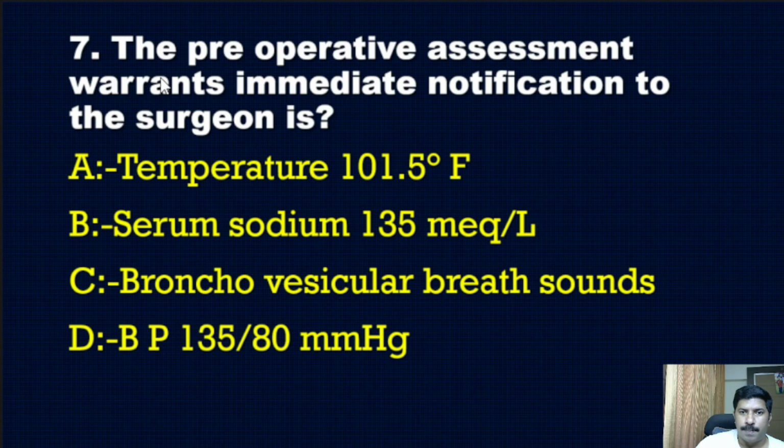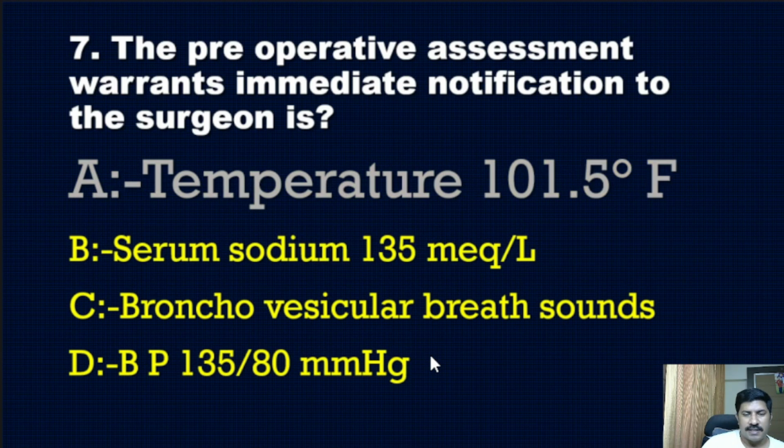Seventh question. The pre-operative assessment that warrants immediate notification to the surgeon is: temperature 101.5 degree Fahrenheit, serum sodium 135 milliequivalent per liter, bronchovesicular breath sound, and BP 135 by 80 millimeter of mercury. So it is an easy question. You need to find which value is abnormal. That will be the correct answer. So here the correct answer is temperature, 101.5 degree Fahrenheit, that is abnormal.